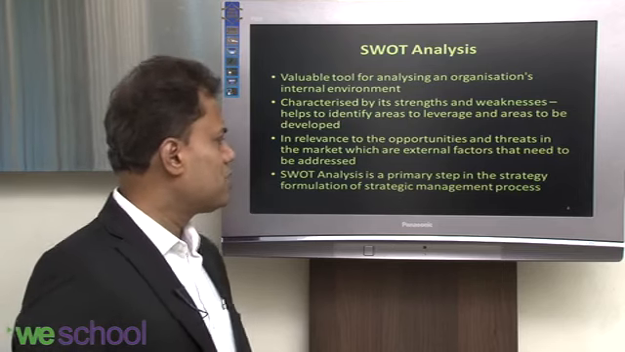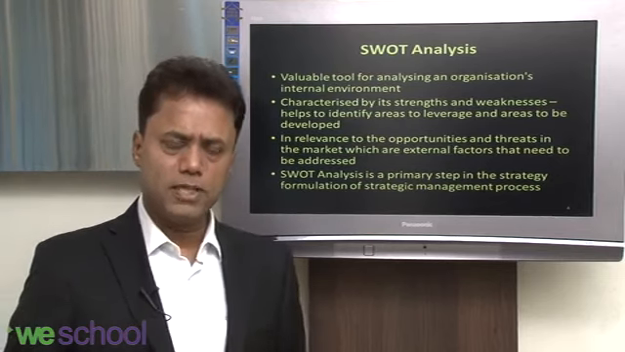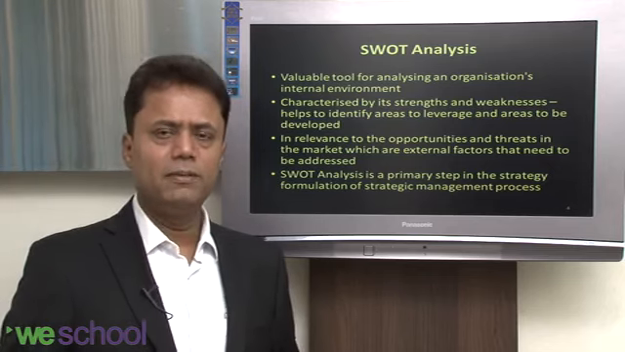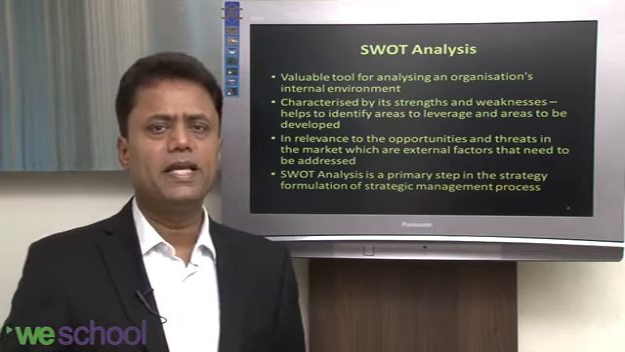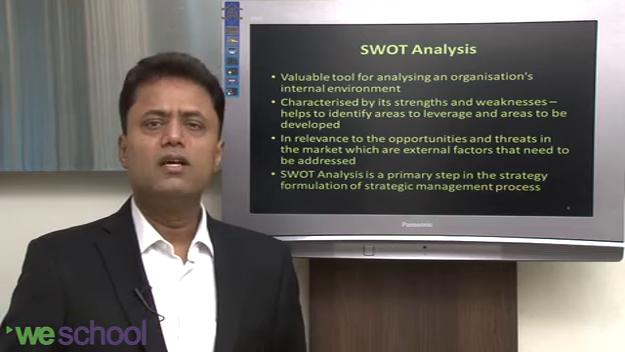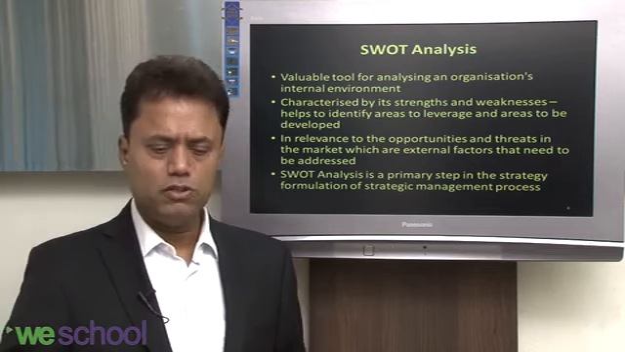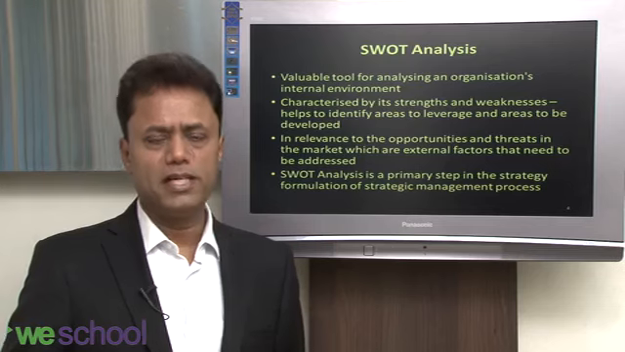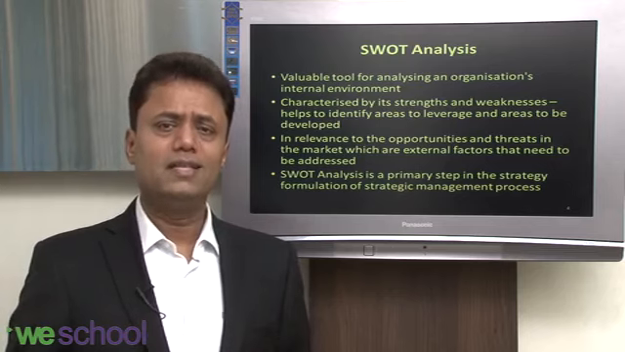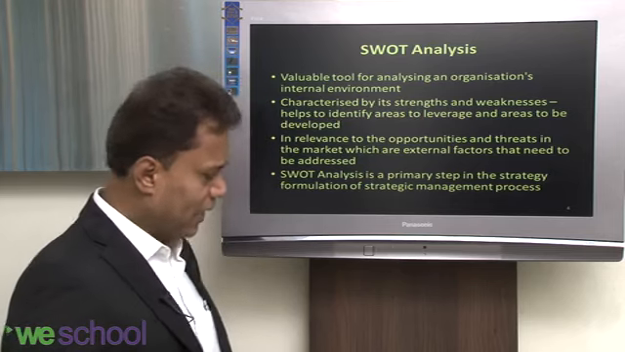SWOT analysis is the primary step in the strategy formulation of the strategic management process, because here is where you spend a lot of time, as there are many options and alternatives available. You can't go all over the place. You have to be very focused and identify those strategic alternatives. So how do you identify? By comparing your internal environment with your external environment, and having a clear roadmap of building the newer capabilities which are required to address the opportunities, and also to ward off the threats which are going to come in the way along the strategy execution. So we'll be seeing that.